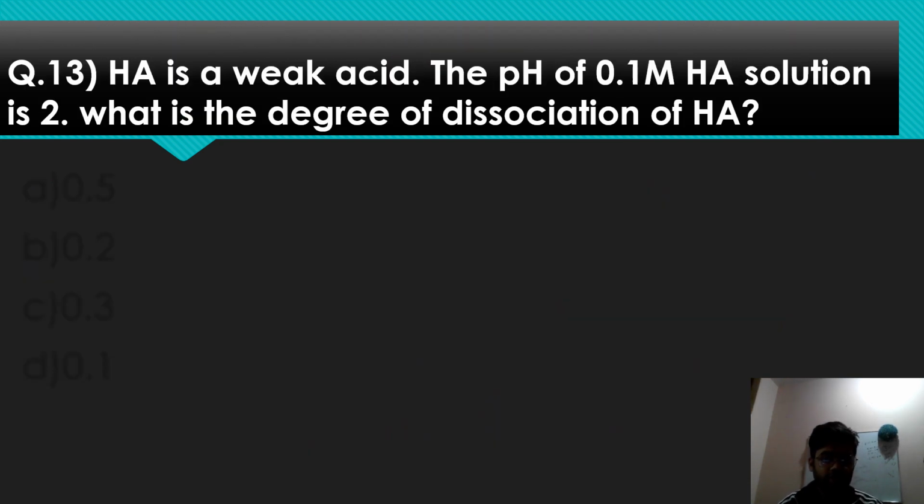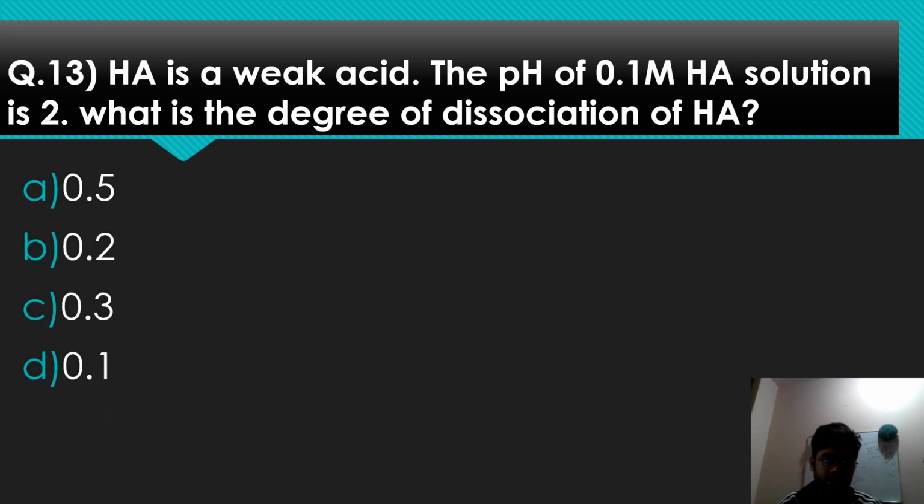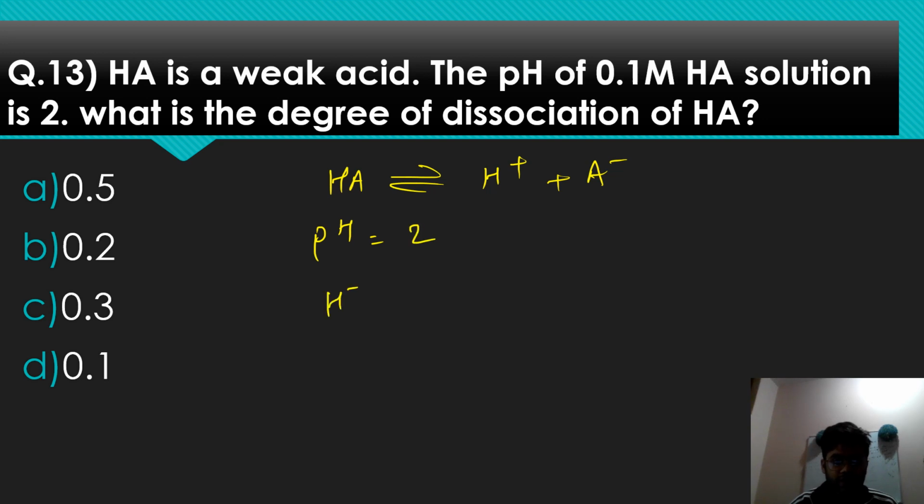Question number 13. Here HA is a weak acid. We know that weak acid HA dissociates into H plus and A minus. The pH of 0.1 molar acid HA solution is 2. pH equals 2 means the concentration of H plus is 10 to the power minus 2 molarity. What is the degree of dissociation of HA?